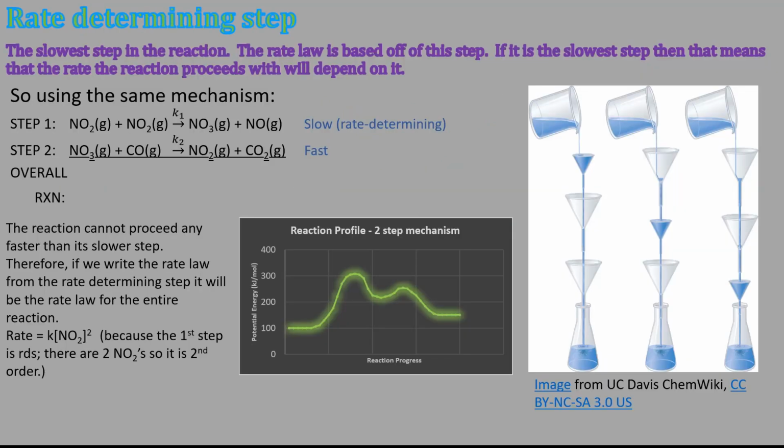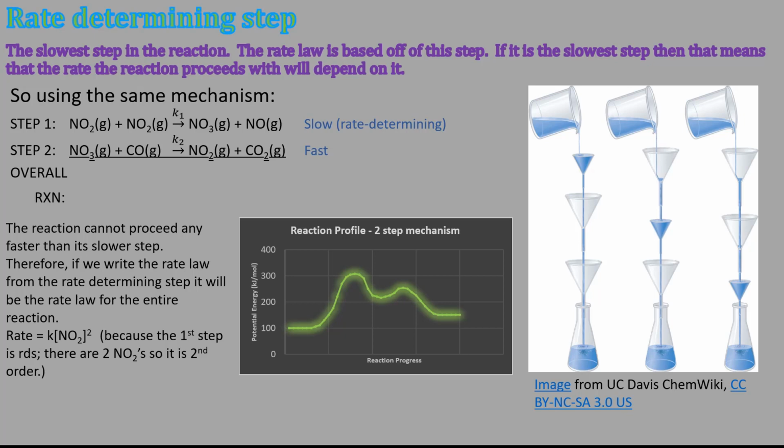All right, so the rate determining step is the slowest step in the reaction. The rate law is based off of that step only. If it's the slowest step, then that means that the rate seen for that reaction will depend upon that step only. So if we look at the mechanism that was written for the very first slide, we see this one.